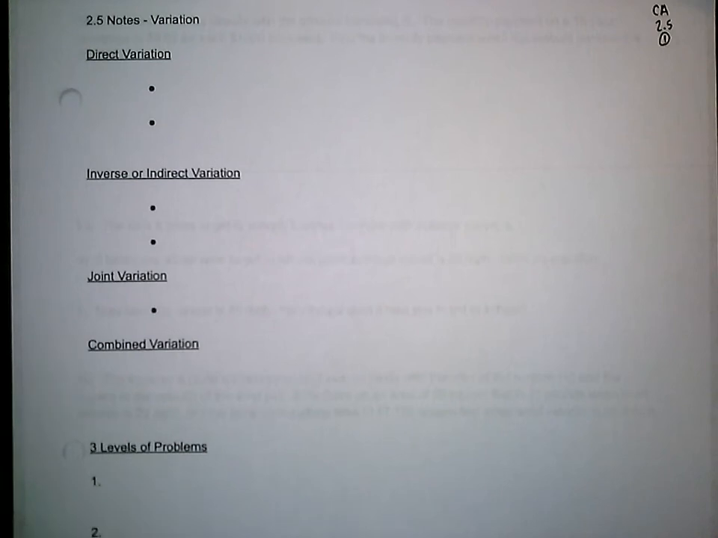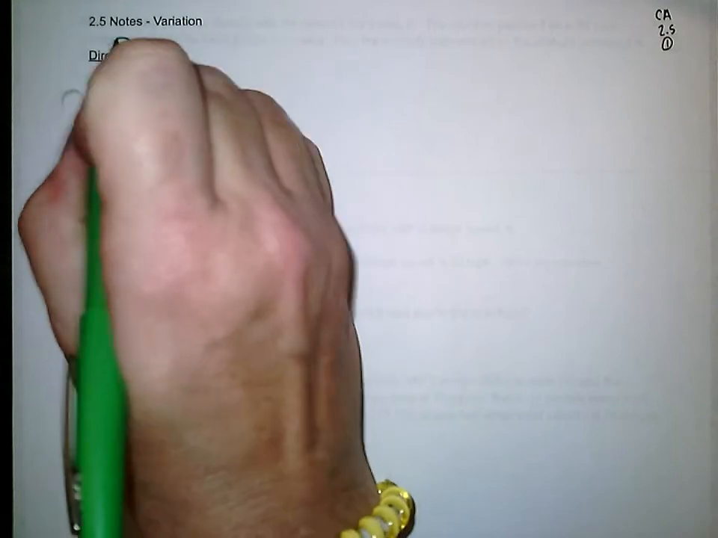Section 2.5 is about variation. We are going to look at 4 different types of variation, and then after that, we're going to look at some examples and go through the steps. So the first type of variation that we're going to talk about is direct variation.